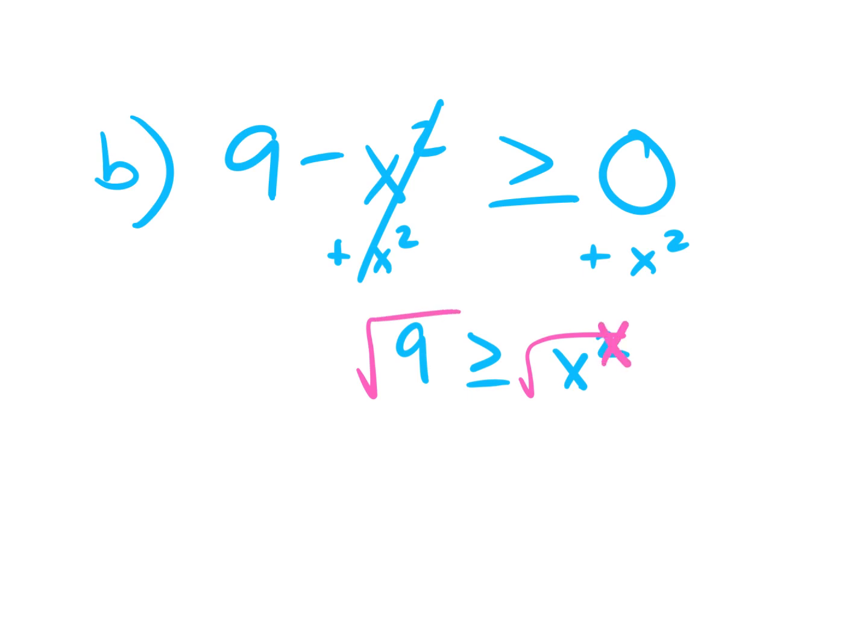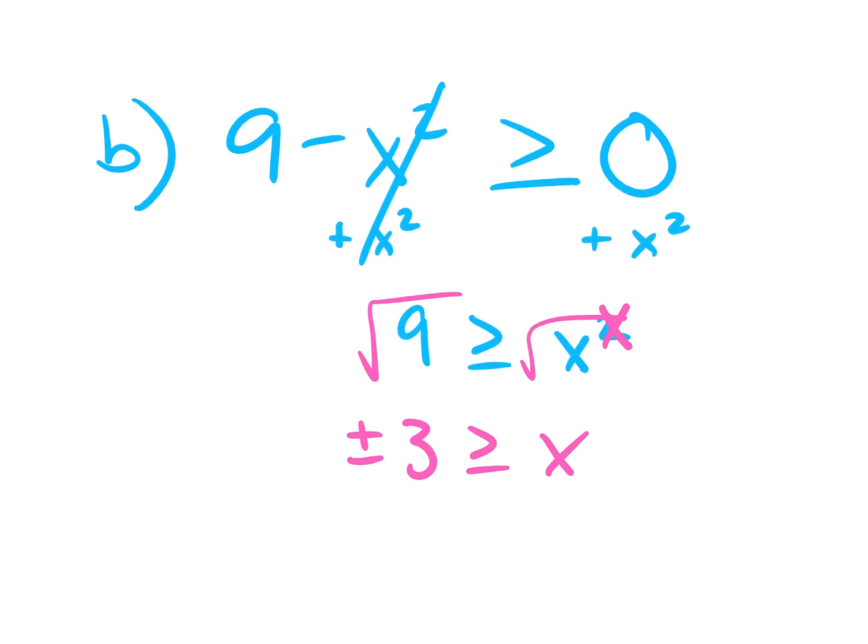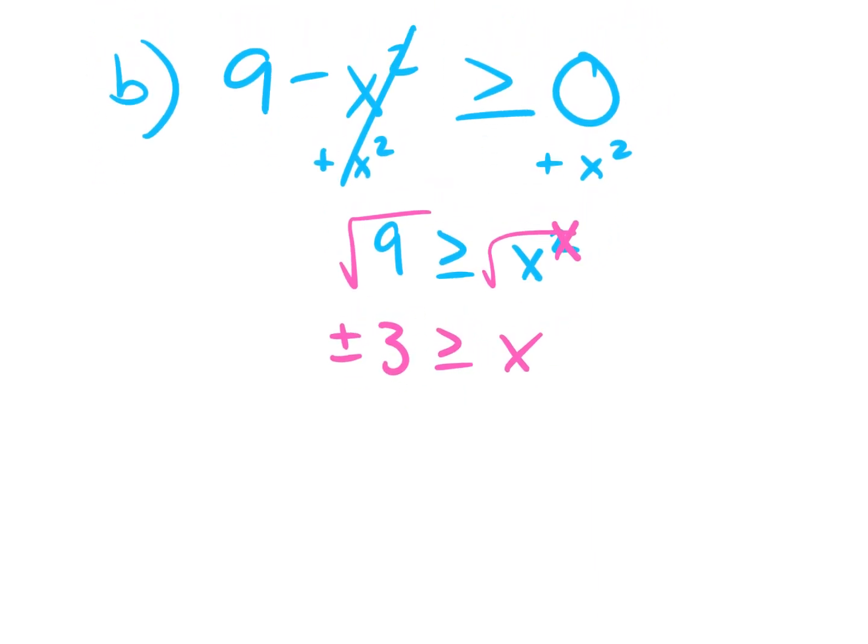What do I have to remember when I take the square root of both sides? Plus or minus? So what's the square root of 9? Plus or minus 3. Now let's put this on a number line to see where we're talking about. We're either going to be talking about in between -3 and +3 or outside. So what's a number that I can test in between? 0. Let's plug in 0 and see if it works.